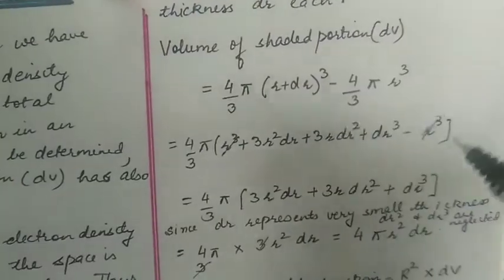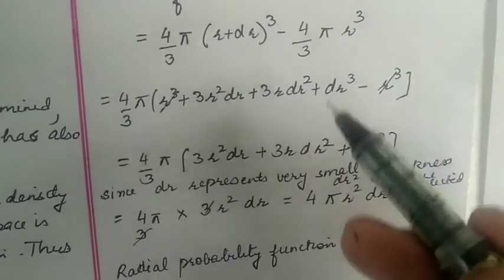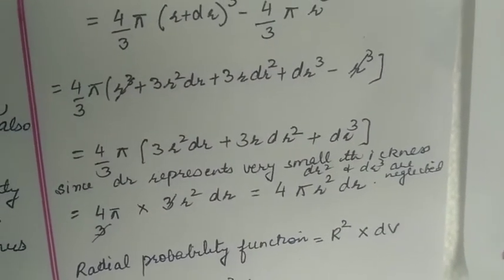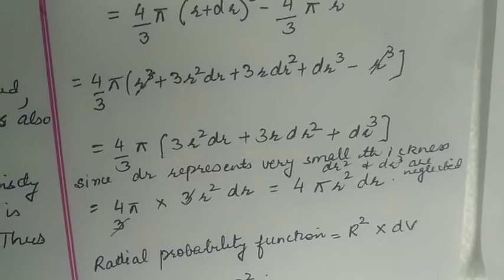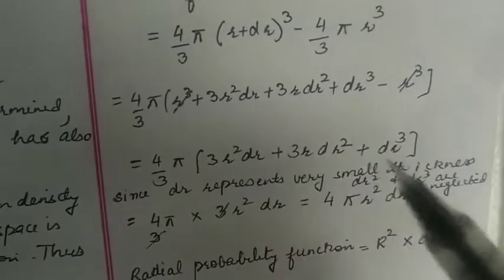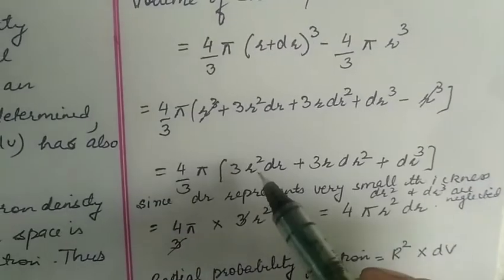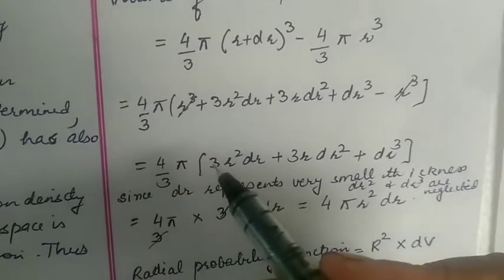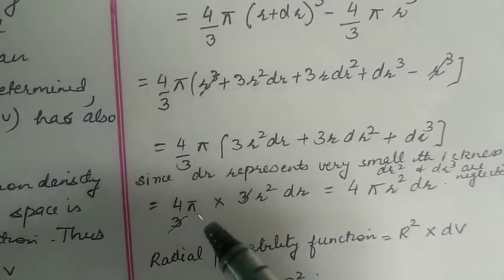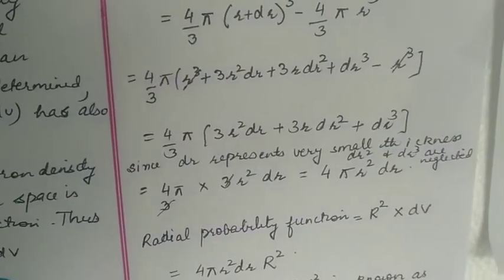r cube and r cube cancels out. What is left is 4/3 pi [3r square dr plus 3r dr square plus dr cube]. Now since dr represents very small thickness, these terms which include dr square and dr cube are neglected. So what is left is 4/3 pi into 3r square dr. This 3 cancels out, 4 pi r square dr is left. Now this is the volume of shaded portion.